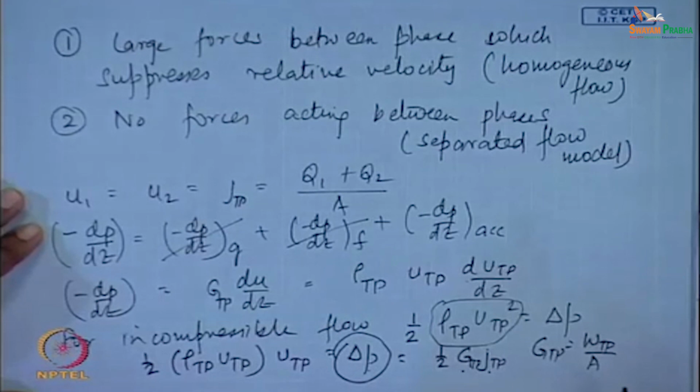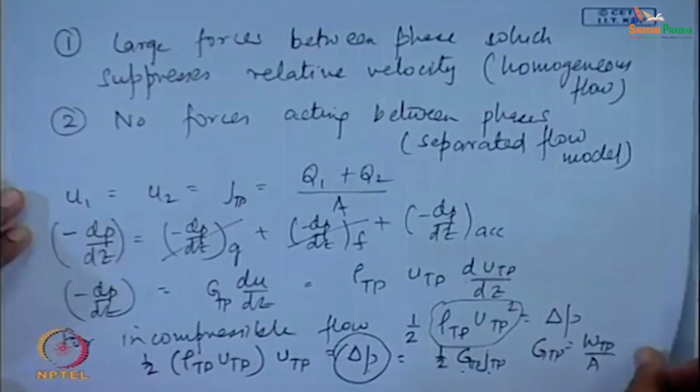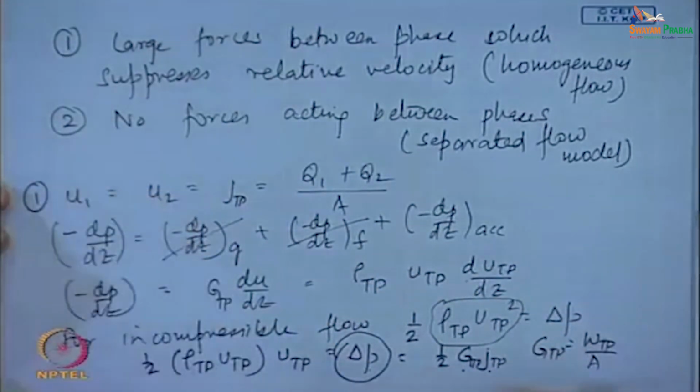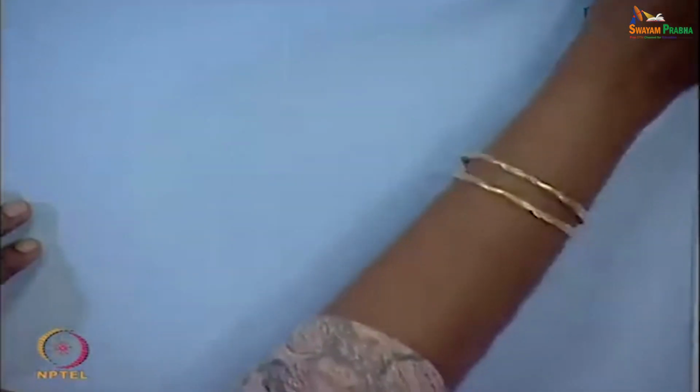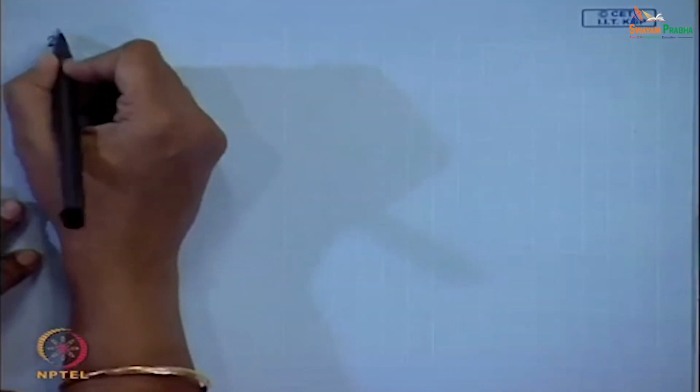We know the final pressure as 1 atmosphere, so we can find out the initial pressure. Very simple problem. That was for the first case. For the second case, what are we supposed to do? For the second case we have already derived the equation.